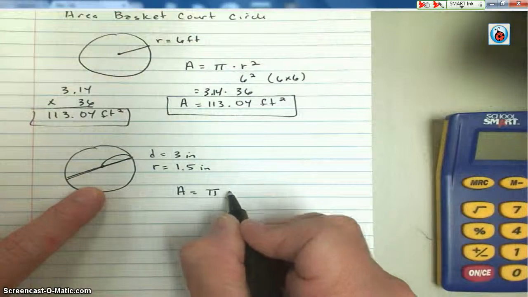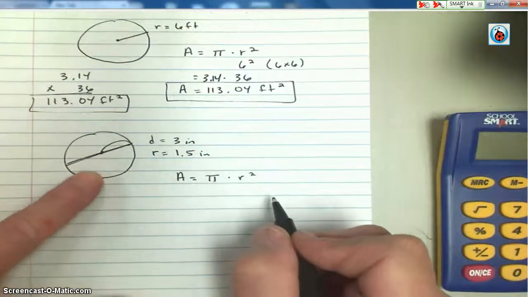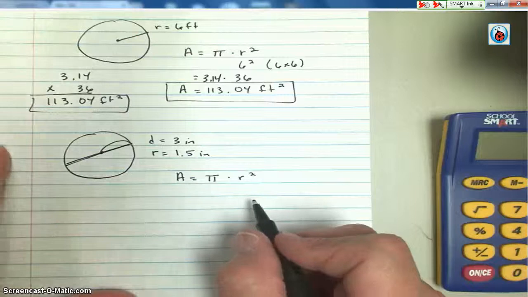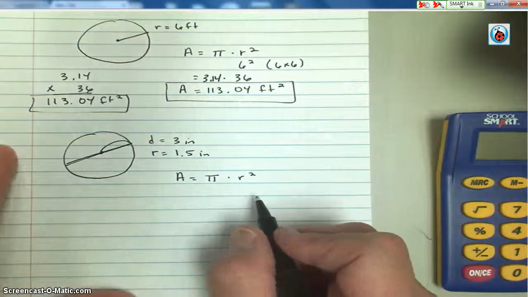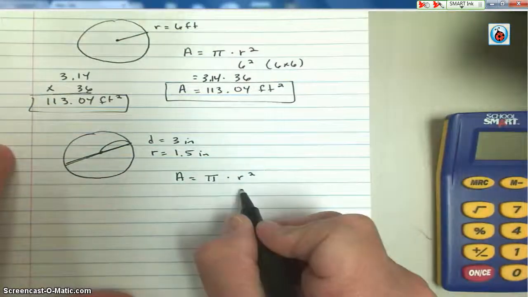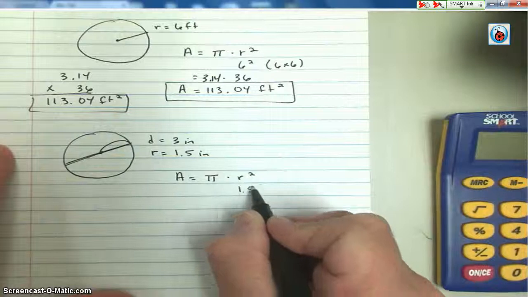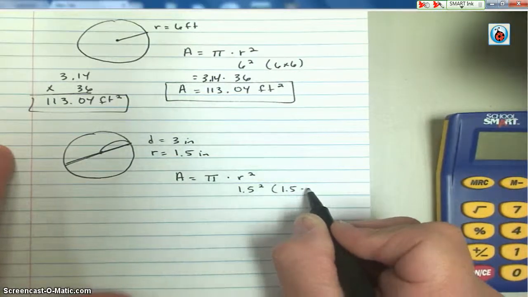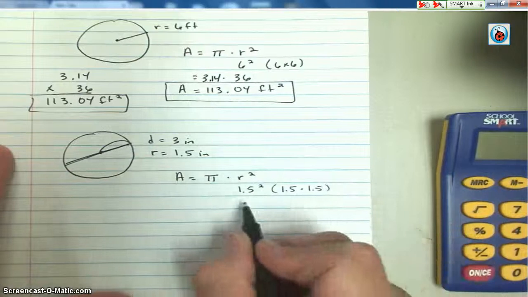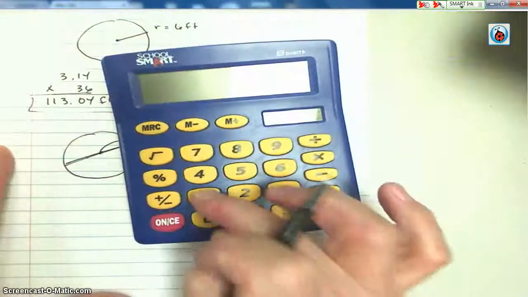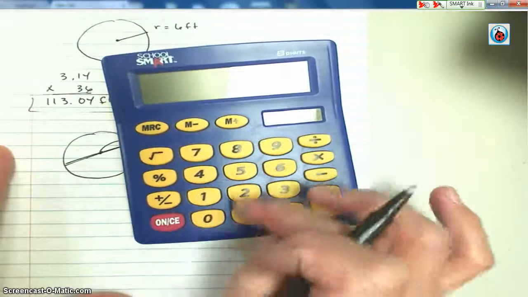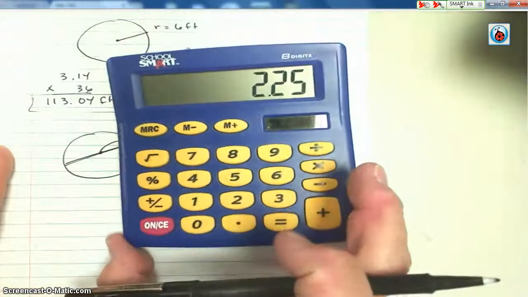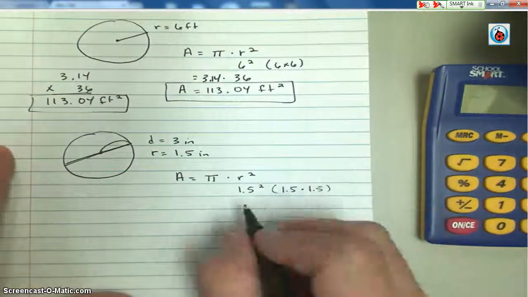So it's pi times radius squared again. And just so you get in the habit of the difference between area and circumference, we have pi times radius squared. So our radius is 1.5 squared, which looks like this: 1.5 times 1.5. And if you use your calculator, 1.5 times 1.5 is equal to 2.25.